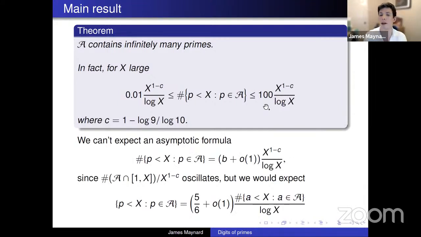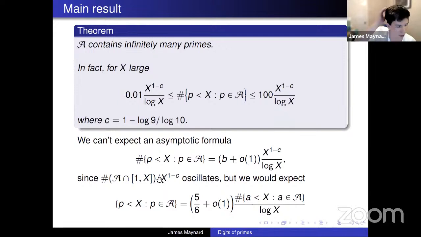So I guess one thing to note is that you can't expect a completely neat asymptotic formula, in the sense of some counting function being some constant times the size of A divided by log x, well, x to the power 1 minus c divided by log x, since the number of integers with no 7 in their decimal expansion oscillates depending on what scale you're looking at.